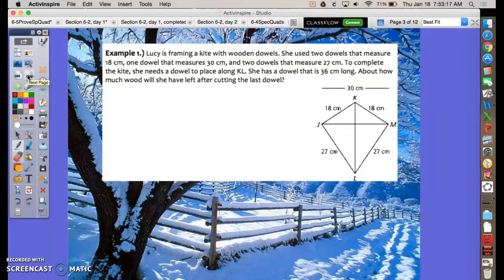All right, so Lucy is framing a kite with wooden dowels. She uses 2 dowels that measure 18 centimeters and 1 dowel that measures 30 centimeters and 2 dowels that measure 27 centimeters. To complete the kite, she needs a dowel to place along KL. She has a dowel that is 36 centimeters long. About how much wood would she have left over after cutting this? So we want to know how long this is. We want to know if that is underneath 36, and it sounds like it is going to be, so how much would she have left?